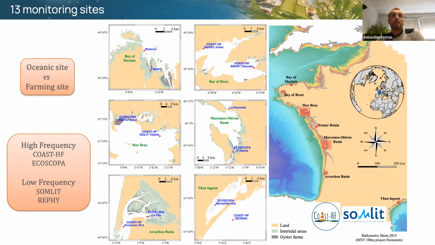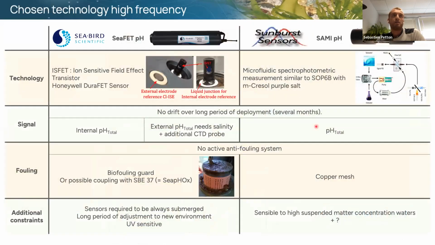At the time, we had the choice of 2 technologies to record high frequency pH. There was either the CFET pH from Seabird, which is based on the ISFET technology that doesn't drift over a long time, or the SAMI pH from Sunburst Sensors, which is basically an in-situ spectrophotometer. Because some of our sites are subjected to turbid water events, we decided to choose the CFET technology. Without going too much into detail, it is based on the Honeywell Durafet sensor, and it gives 2 pH signals in total scale.